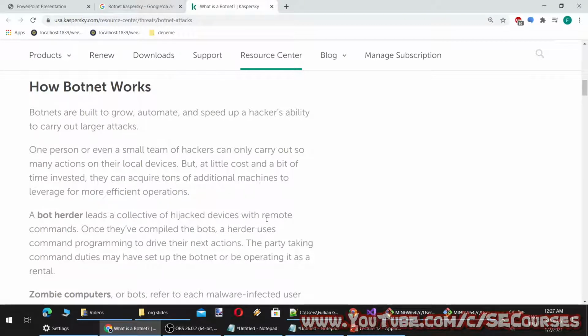Once they've compiled the bots, a herder uses command programming to drive their next actions. The party taking command duties may have set up the botnet or be operating it as a rental.